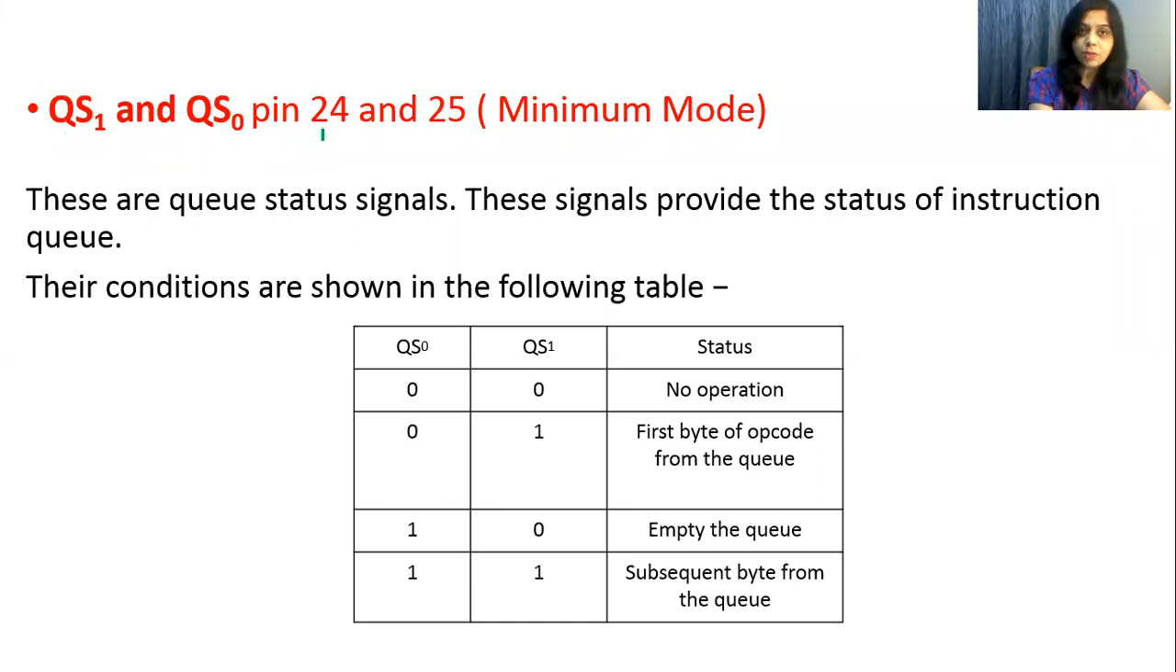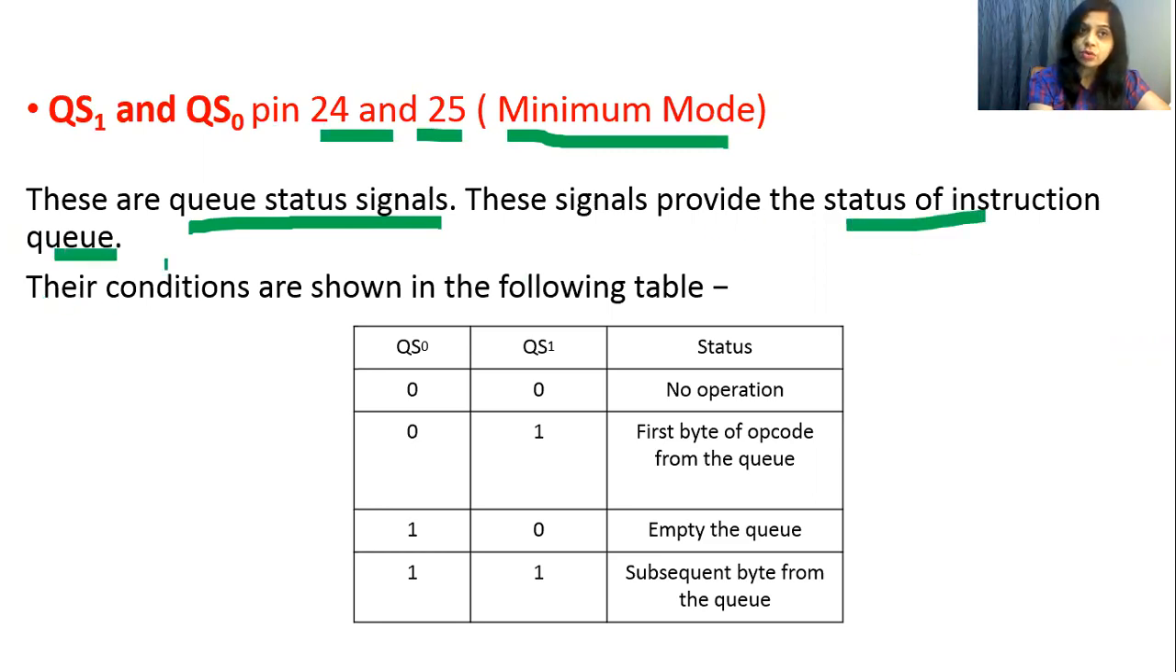Now the next pins are QS1 and QS0. These are pin numbers 24 and 25, which are used in minimum mode. These are queue status signals, meaning they tell us the status of the instruction queue. Now what are the conditions? If both pins are at logic 0, it indicates that no operation is taking place.